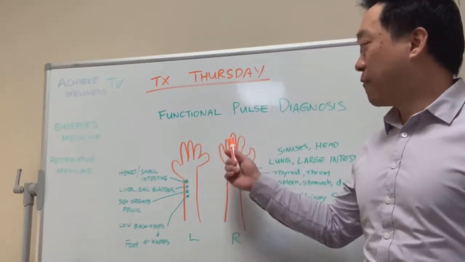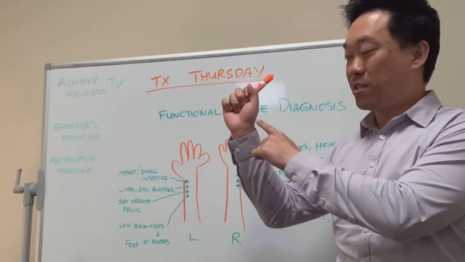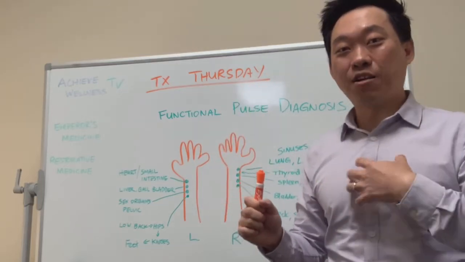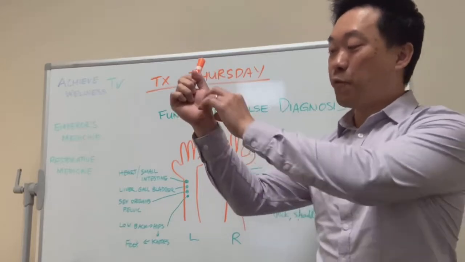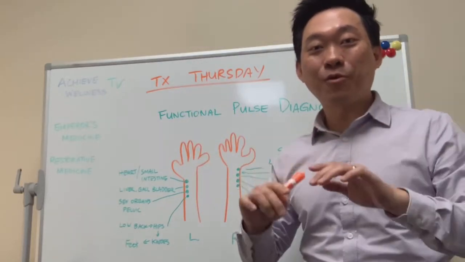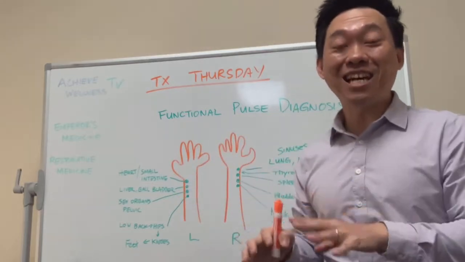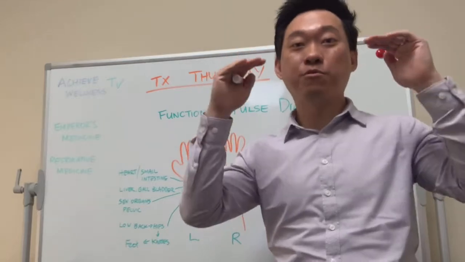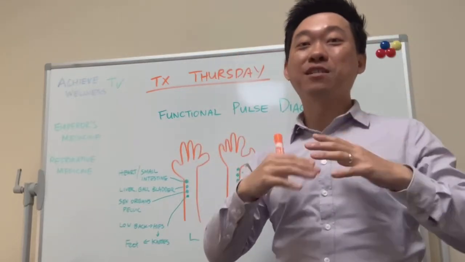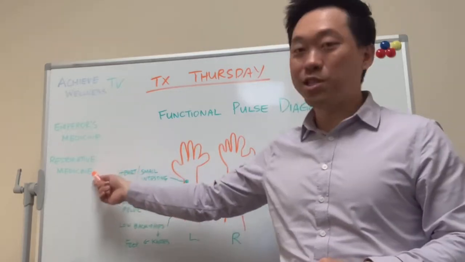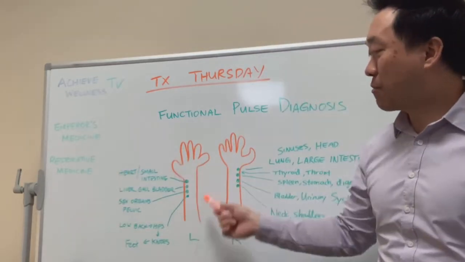By feeling the radial pulse, different sections correspond to different organs in our body. Since there's blood flowing in our pulse, we are feeling the blood circulation going to all the different organs, and it lets us know which organs are not functioning at optimal levels. Those are the ones we need to help and restore their function, because that's what we do, restorative medicine. So today we're going to talk about the left side.